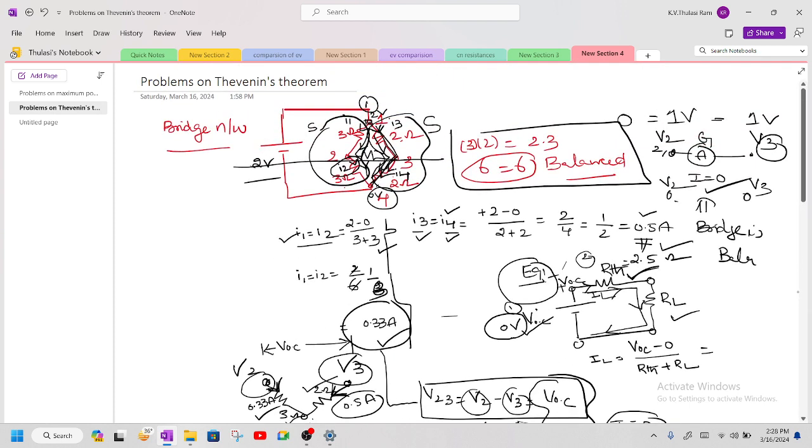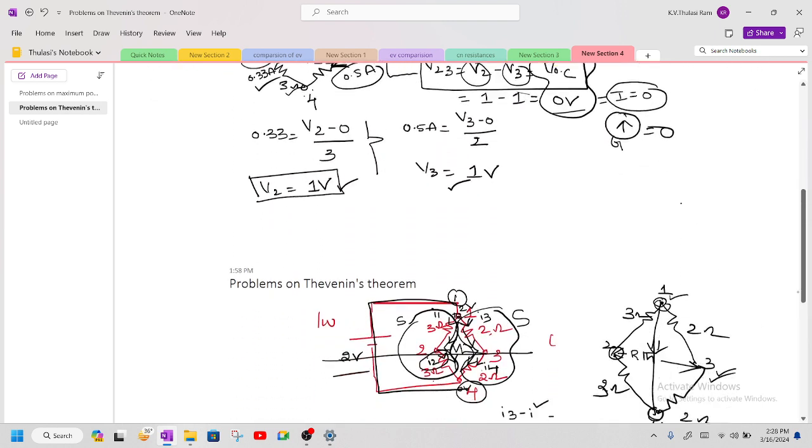So as per our analysis, without solving, we had already told the bridge is balanced and 0 amount of current will flow in the network. So this is the Thevenin's equivalent.